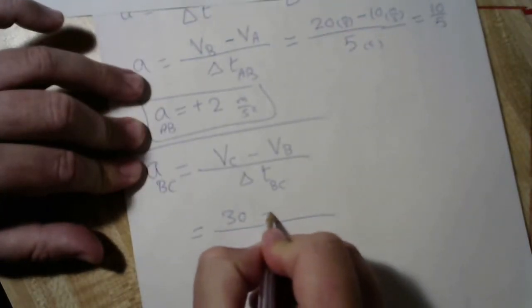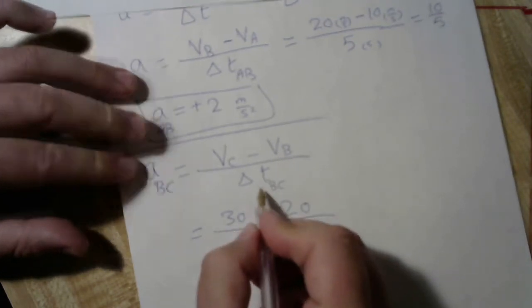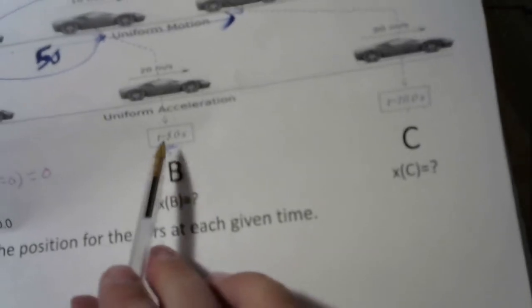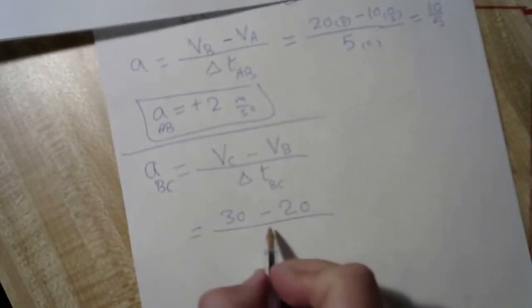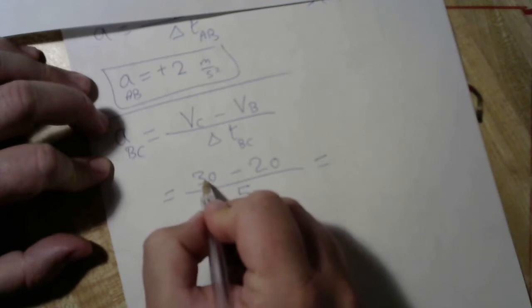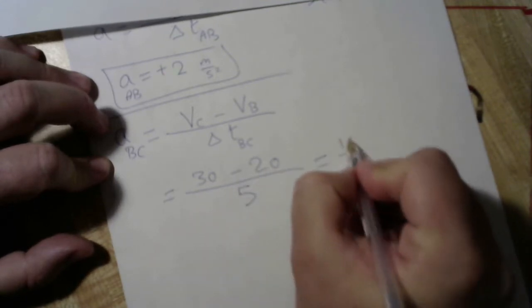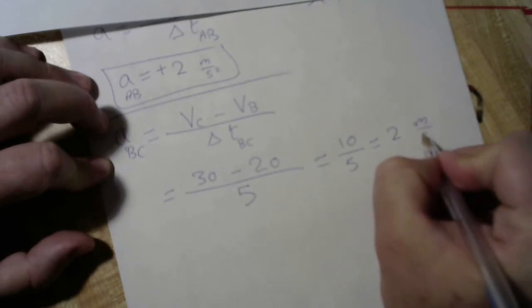30 minus the velocity at B is 20. The time change between B and C is 5 seconds because the time at B is 5 and the time at C is 10. So the time change or the time period is 5. Now again, 30 minus 20 is 10 over 5, which is equal to 2 meters per second squared, which is the same.